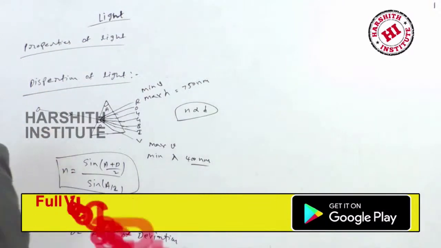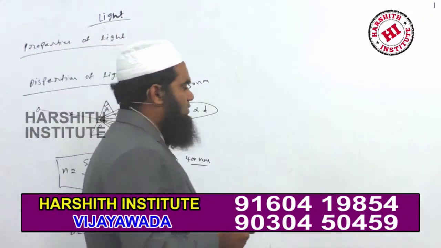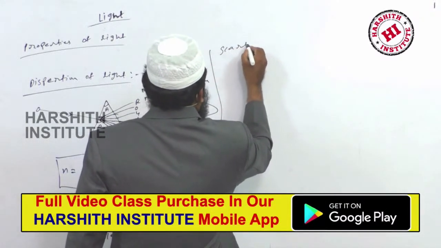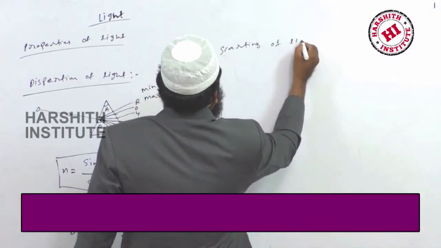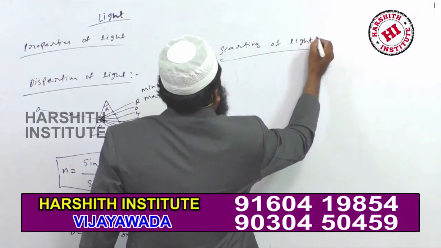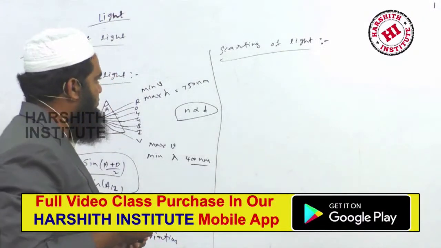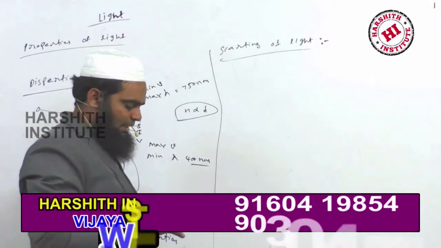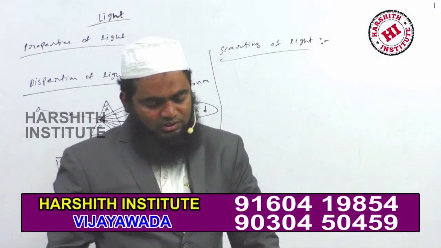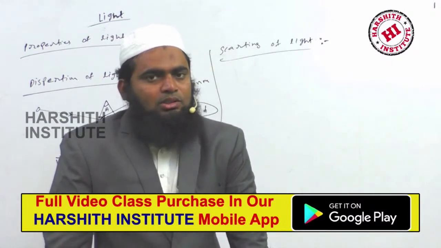Now the third property of light is scattering of light. Scattering of light is one of the properties of light.